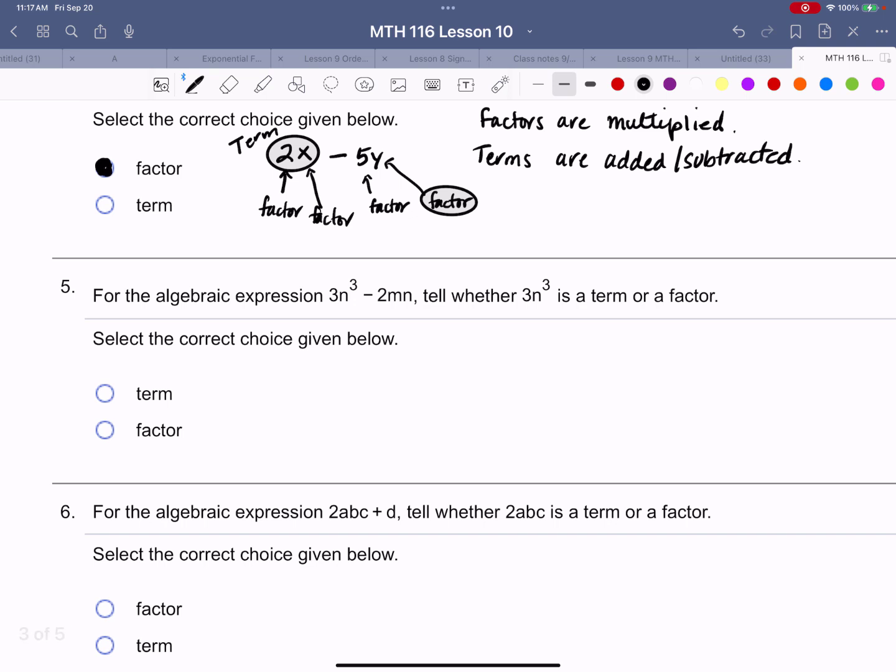Number 5, for the algebraic expression 3n to the third minus 2mn, tell whether 3n to the third is a term or a factor. So look, again, the test is: is it the whole thing, which will be a term, or is it part of it, which would be, say, for example, that n right there is a factor. So since they're looking for the whole thing that's being either added or subtracted, look, we got subtraction here. 3n to the third is a term because the whole thing is being added or subtracted.